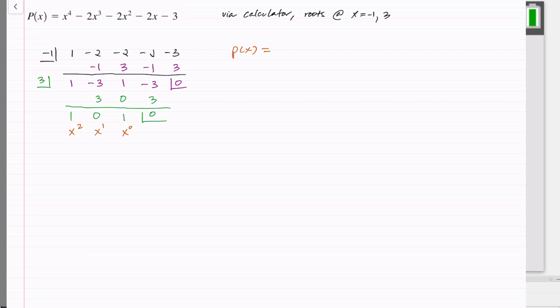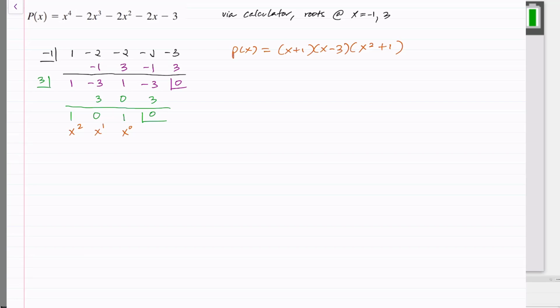polynomial is as follows. We're going to have x plus 1. That's from the root at -1. We're going to have x minus 3. That's from the root at 3. And then we're going to have x squared plus 1. And as mentioned, x squared plus 1 can be factored using difference of squares.